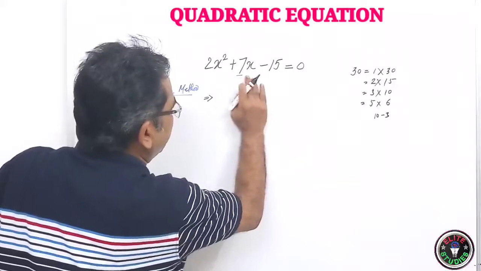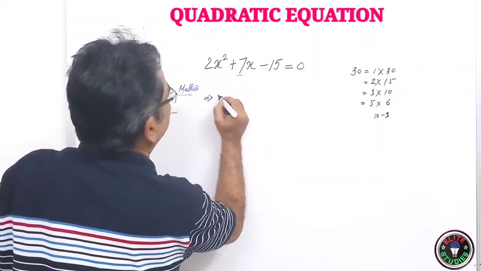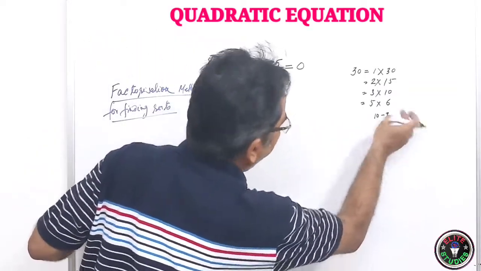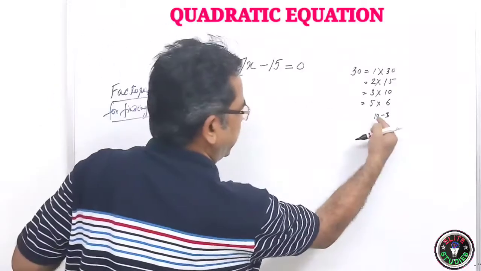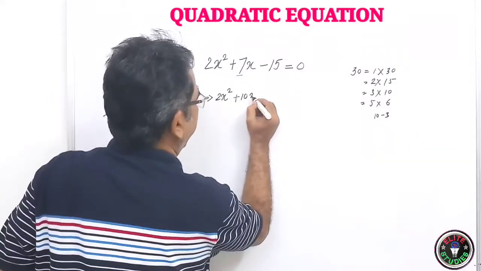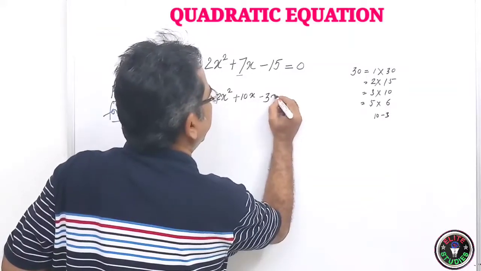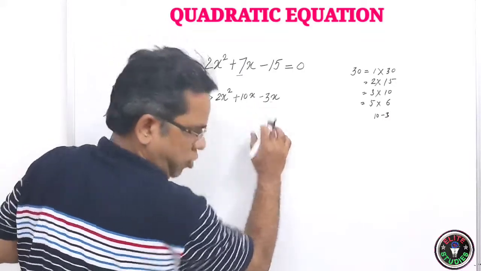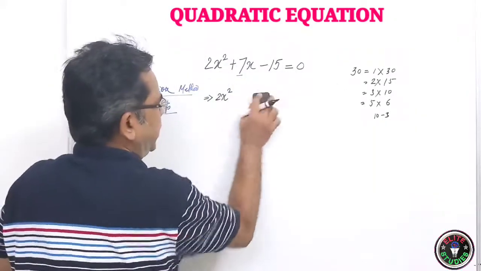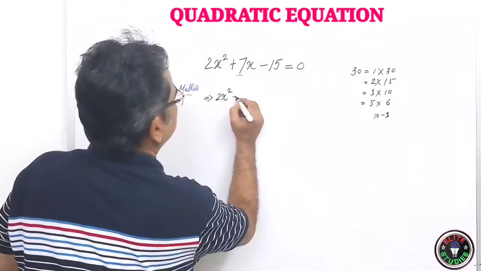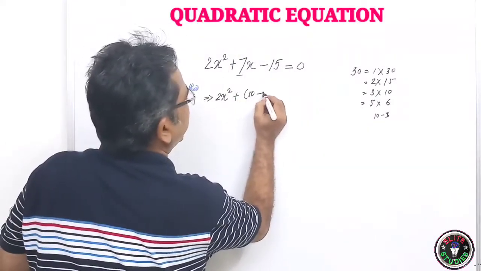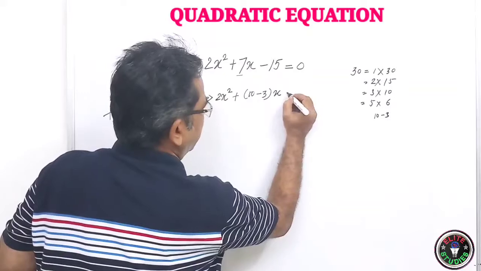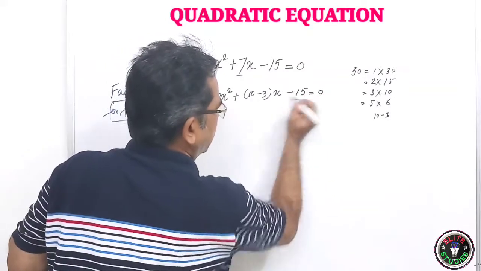Splitting, that this middle term will be split into 2. How? Write down 2x square. Now here you can write it 10 minus 3 or minus 3 plus 10. It is immaterial. You can write whatever you like. You can write 10x minus 3x. You see, now 7x has been split. Or better, as a beginner, you can write it like this: plus 7 is what? 10 minus 3. 7 has been split into 10 minus 3. You write x minus 15 is equal to 0.